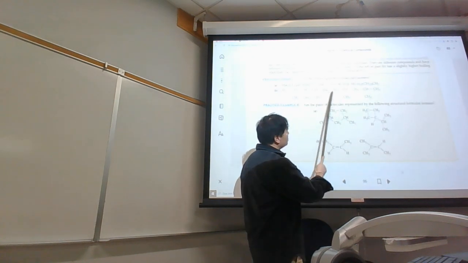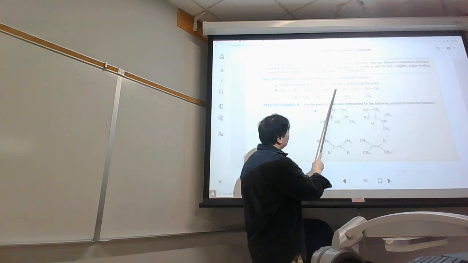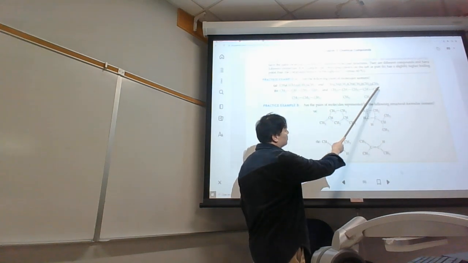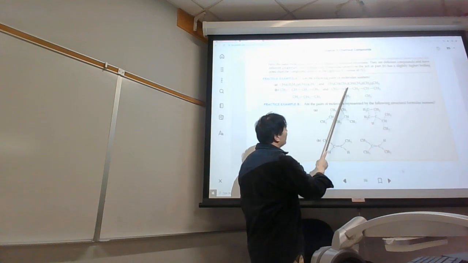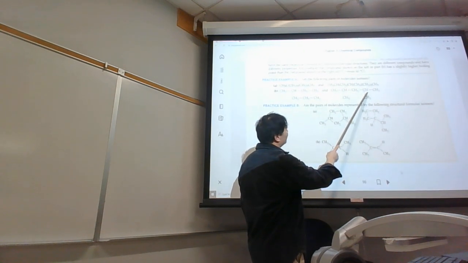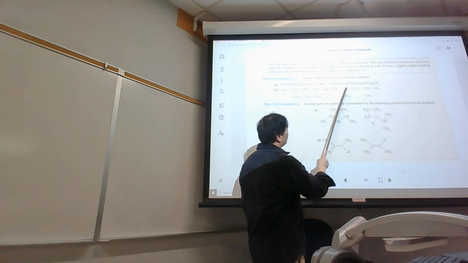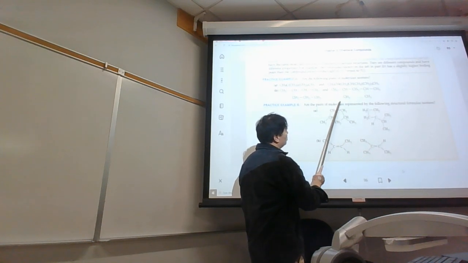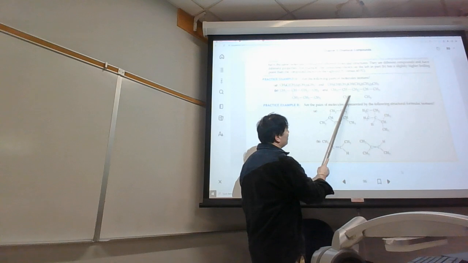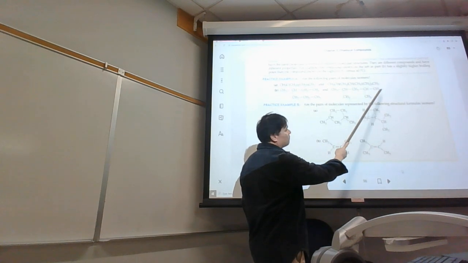Over here, what's the longest chain? The 5. 1, 2, 3, 4, and then we could go either up or down, it doesn't matter, 5. And what do we have on this carbon and this carbon? Methyl. So this would be carbons 2, 3, 4. Carbon 2 and 4 have a methyl. So this would be 2,4-dimethylpentane.